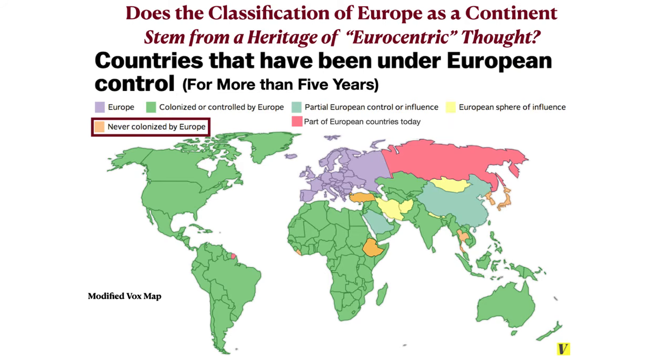But it has Europe as conventionally defined in purple here, and then in green, areas that had been colonized or controlled at one point or another by Europe, and then in other colors had partial European control or European spheres of influence or part of European countries today. You could see, with the exception of Japan, North and South Korea, Thailand, Ethiopia, and Turkey, all the rest of the world had been either colonized or heavily influenced, under European hegemony, if you will.